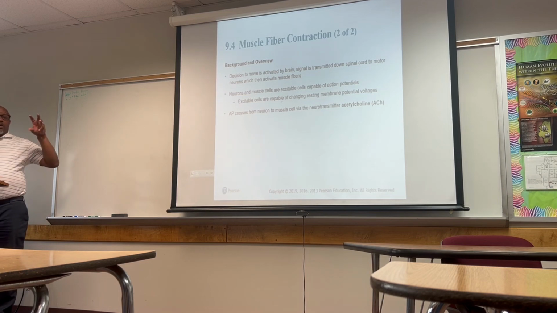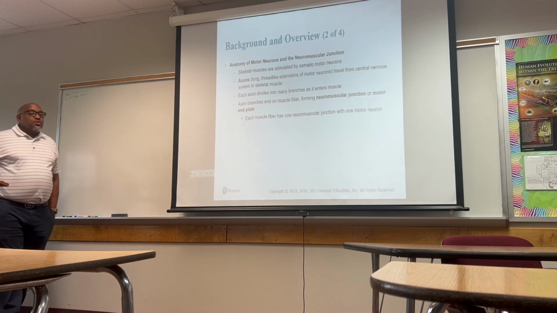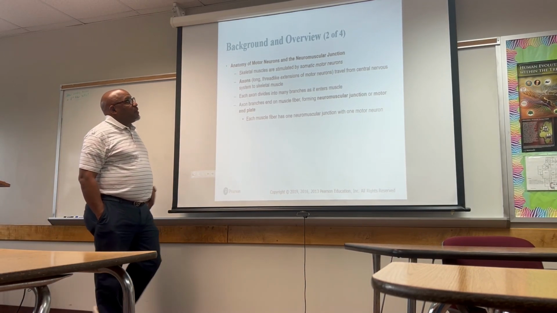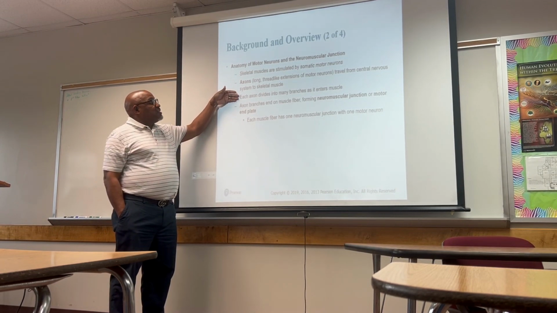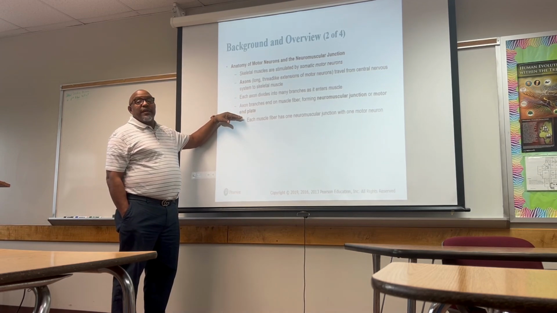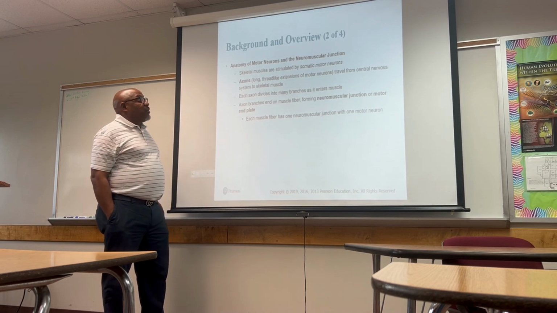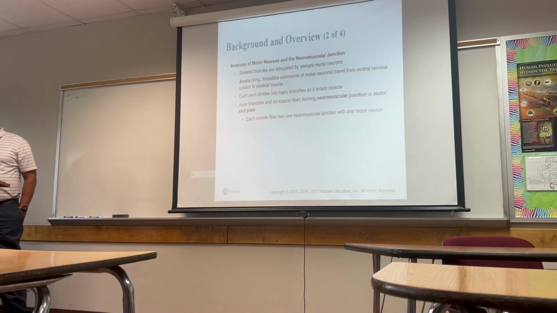Right now, what we were talking about is what happens inside the muscle cell. Now we're going to talk about what happens outside the muscle cell for that to happen inside the muscle cell, if that makes sense. So motor neurons have axons. Each axon has a lot of branches. They connect at a place called the NMJ, neuromuscular junction. Another name for neuromuscular junction is motor end plate. And each muscle fiber has one neuromuscular junction with one motor neuron.